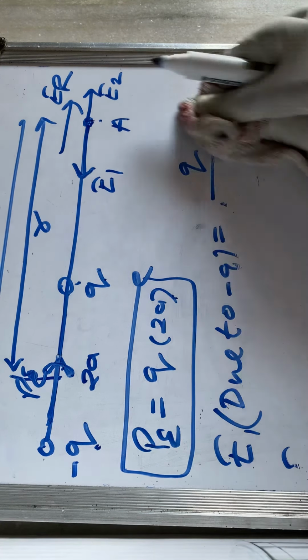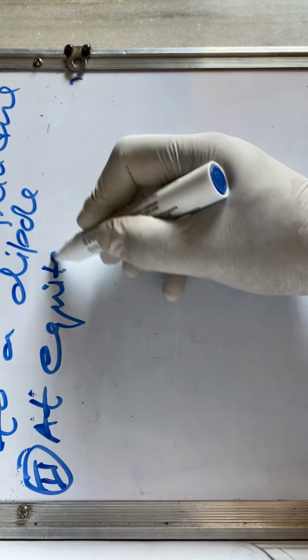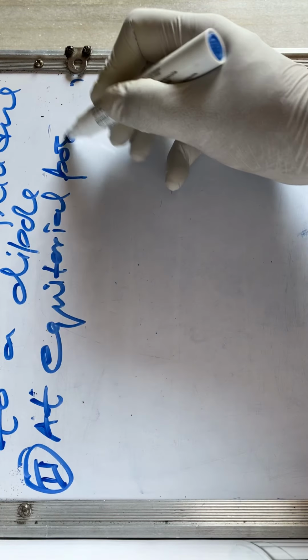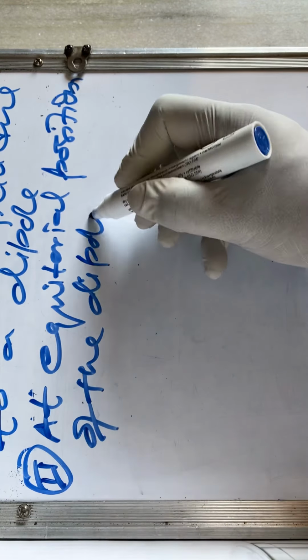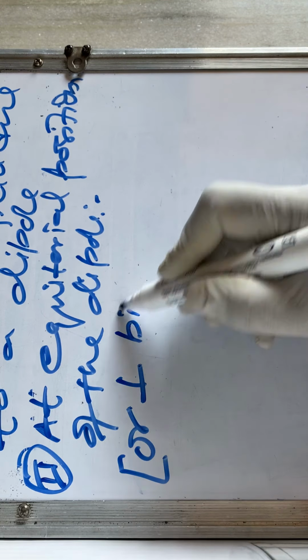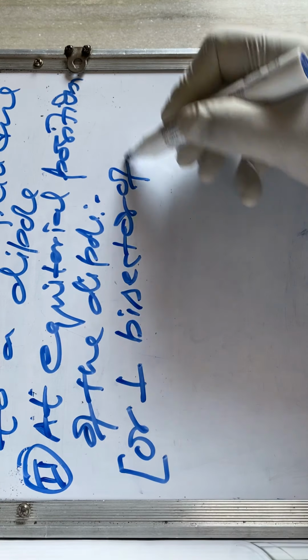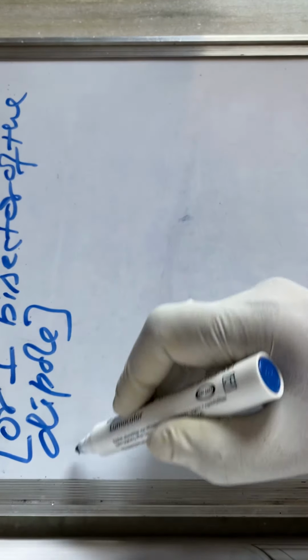Now we are going to find the electric field at the equatorial position of the dipole. What is the equatorial position? Equatorial means at the perpendicular bisector of the dipole. Perpendicular bisector of the dipole.